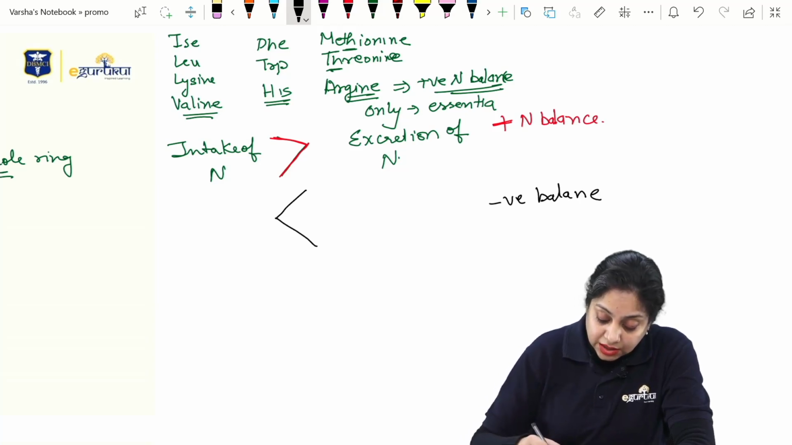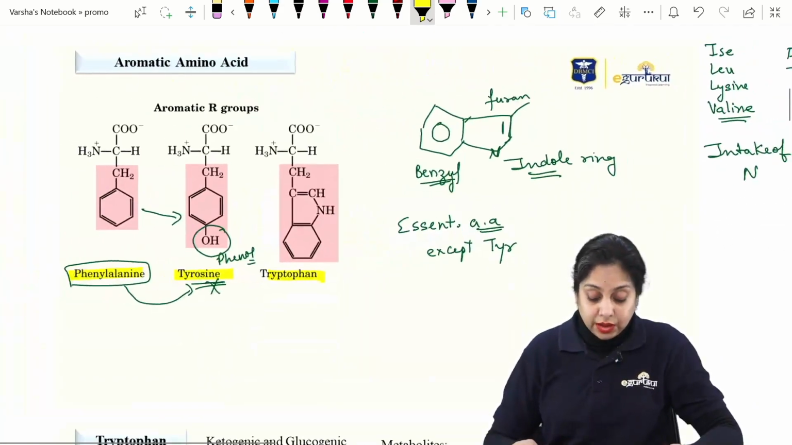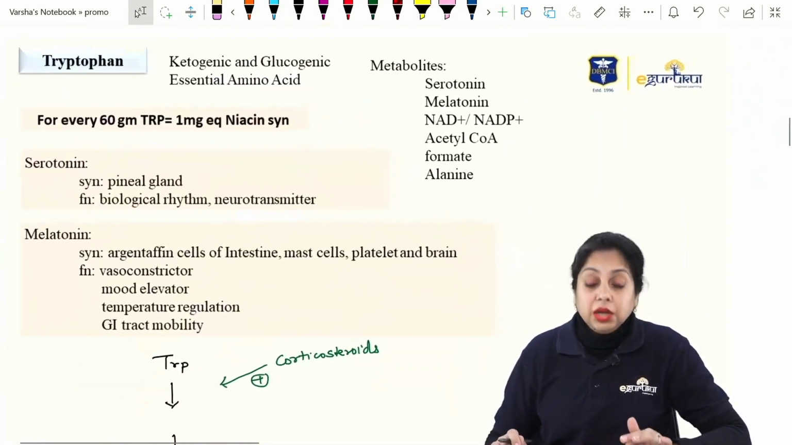And arginine is essential in positive nitrogen balance. This way you can remember so many things together. Okay, so now let's move forward and take a look at tryptophan.